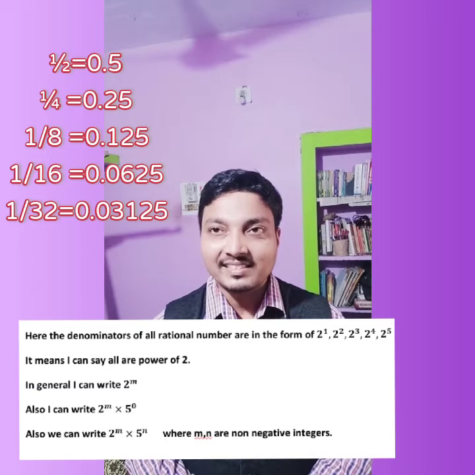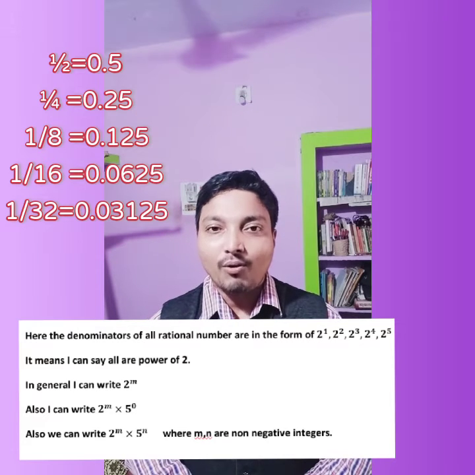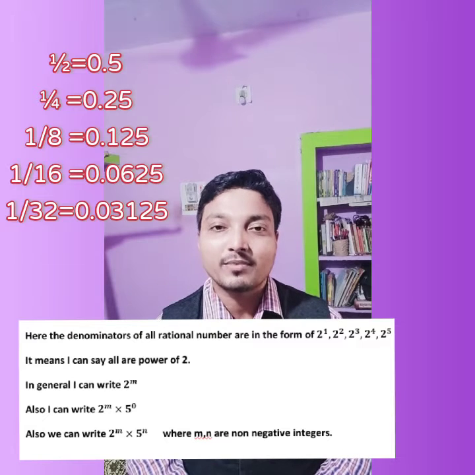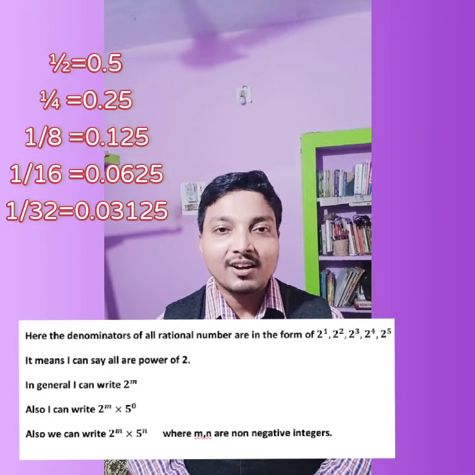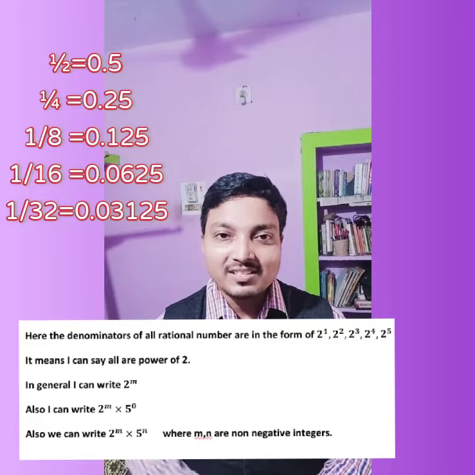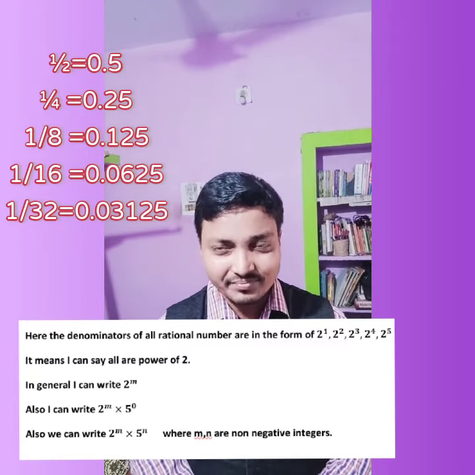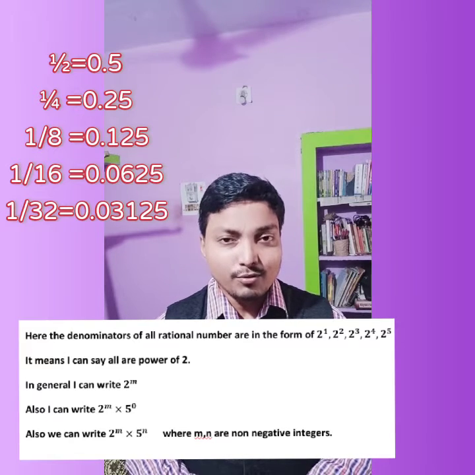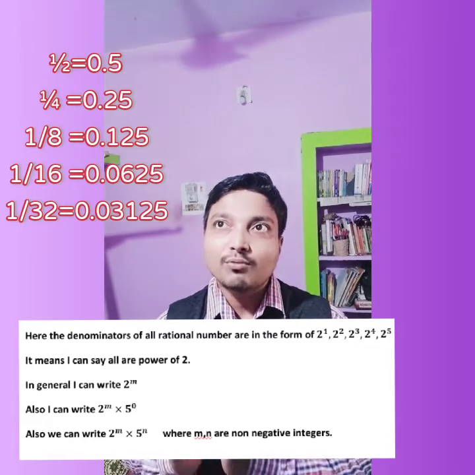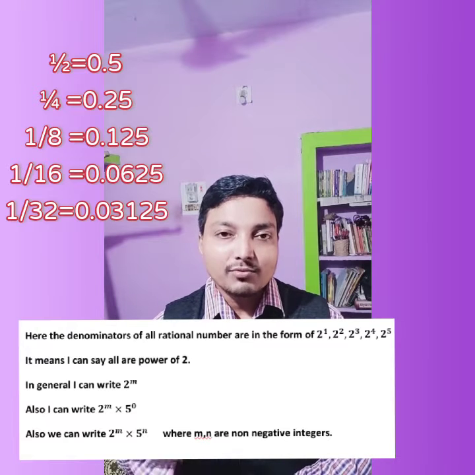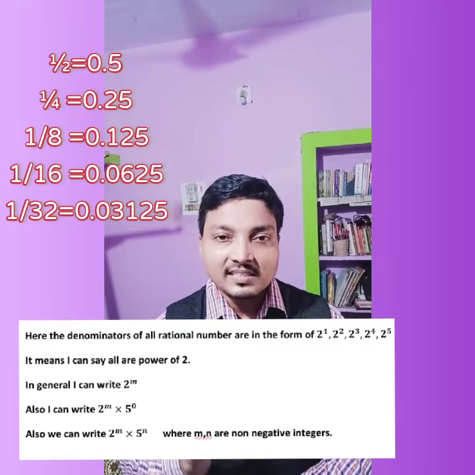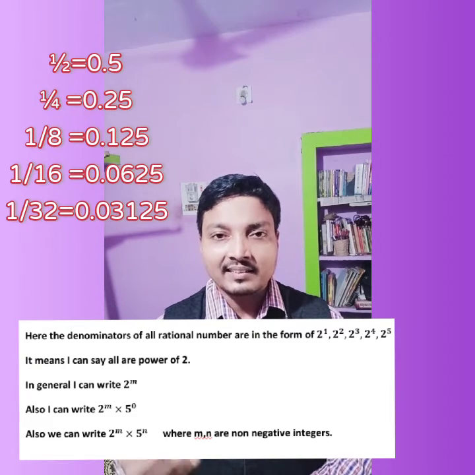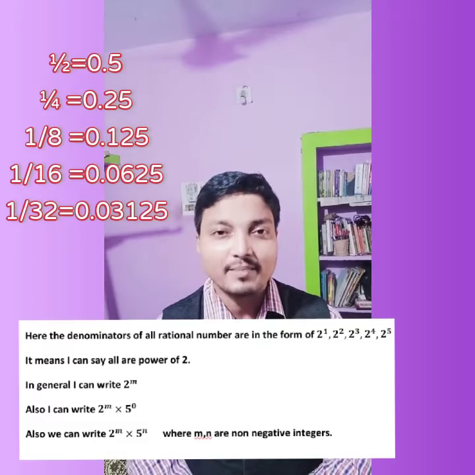Also, commonly one can say that the prime factorization of all the denominators of these rational numbers is in the form of 2 to the power m into 5 to the power n, where m and n are non-negative integers. So 5 to the power 0, that 0 is also non-negative. Okay, so one thing is clear. For the rational numbers whose decimal expansion is terminating, whenever we check the denominator, we always get it arranged in the form of 2 to the power m and 5 to the power n.